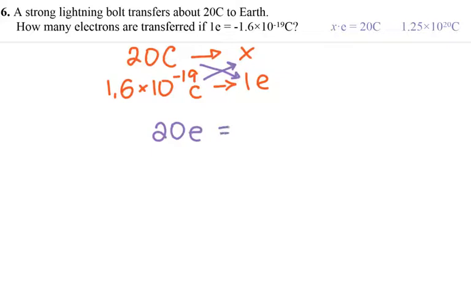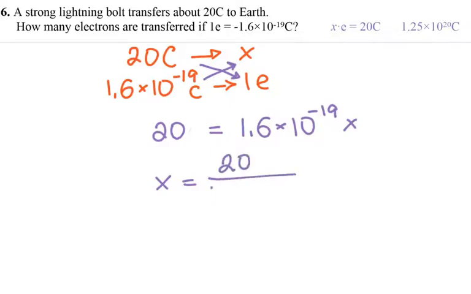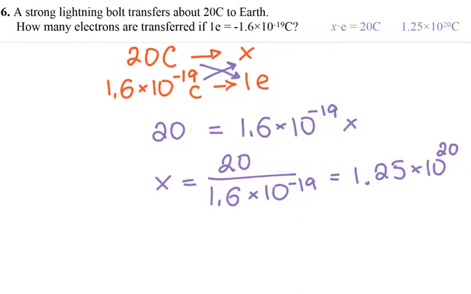That gives you 20, let's say this way, equals 1.6 × 10⁻¹⁹ times x. So x is equal to 20 divided by 1.6 × 10⁻¹⁹. It looks like that will give me 1.25 × 10²⁰ electrons. That should be electrons right there.